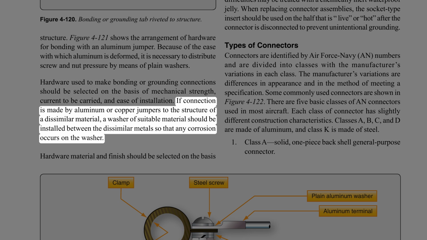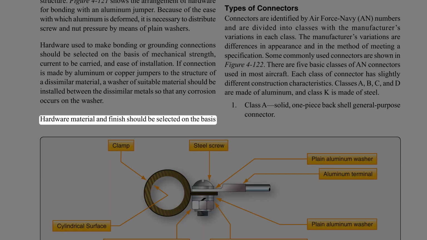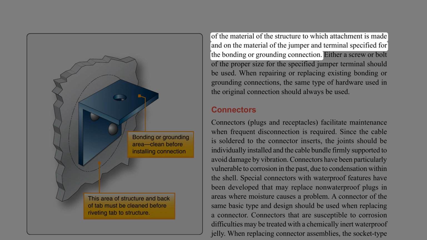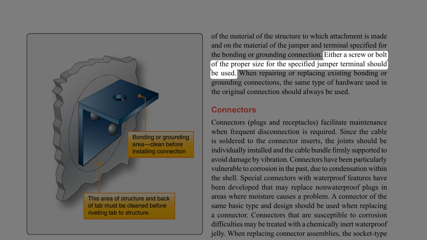If connection is made by aluminum or copper jumpers to the structure of a dissimilar material, a washer of suitable material should be installed between the dissimilar metals so that any corrosion occurs on the washer. Hardware material and finish should be selected on the basis of the material of the structure to which attachment is made and on the material of the jumper and terminal specified for the bonding or grounding connection. Either a screw or bolt of the proper size for the specified jumper terminal should be used.